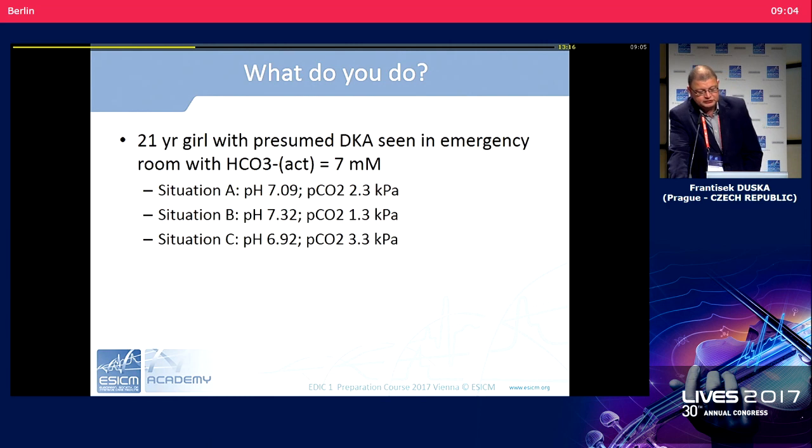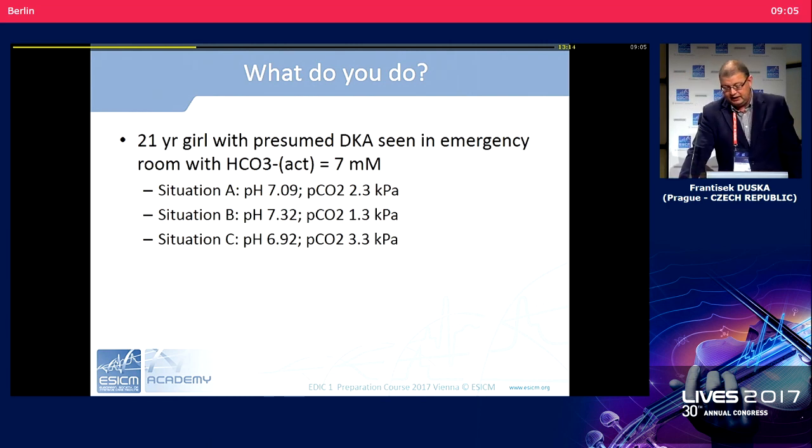In order to demonstrate it, take a case of a 21-year-old girl with presumed DKA seen in the emergency room with an actual bicarbonate of 7 millimoles per liter, so a profound acidosis.